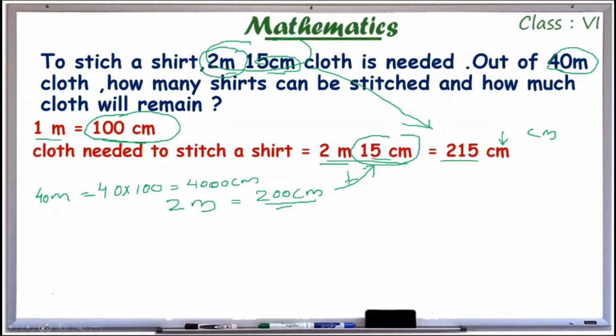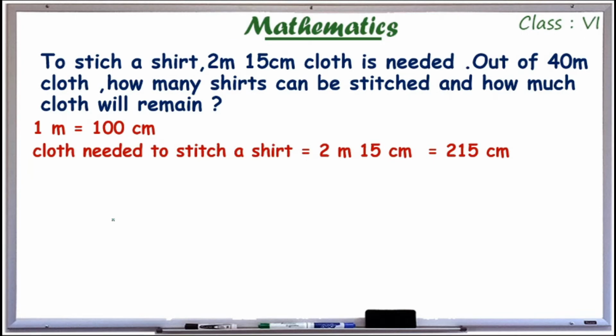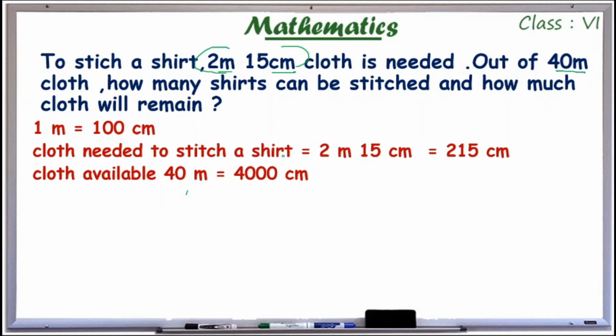So the first step is converting all the units to the lowest unit given in the question. In this question, centimeter is the lowest, meter is the higher unit. So I have to convert all the units into the lowest one. 2 meter 15 I converted to 215 centimeter, and 40 meter I converted to 4000 centimeter, so that I can do the calculations easily. That's why we are converting.